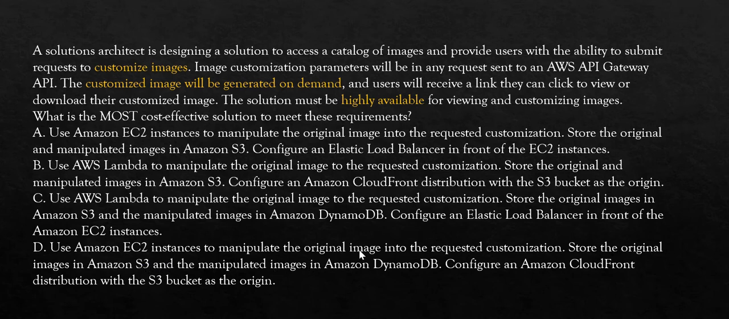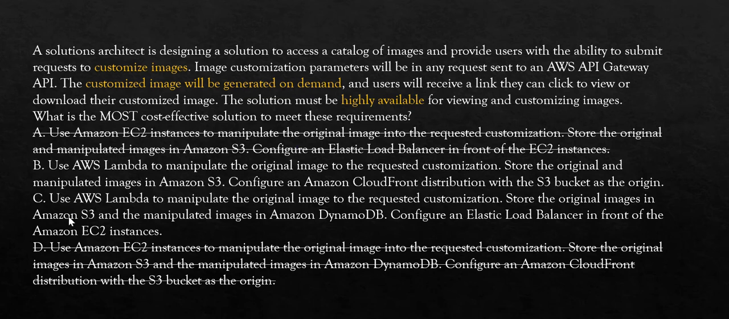Let's look at option D. Here it is saying to manipulate the original image, you use EC2 instances and store the image in S3 and the manipulated image in DynamoDB. Whenever we see images, they are never stored in DynamoDB. So this option is wrong due to two reasons. First, an EC2 instance is never used to manipulate the image because it is not cost effective. The second is never use Amazon DynamoDB or any database to store files or images. Images are actually files. So this leaves us with two options, B and C.